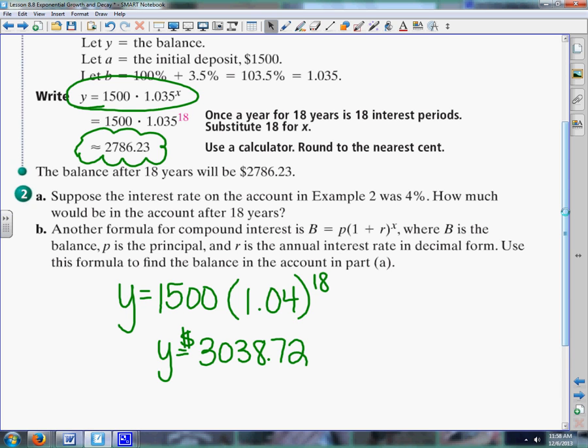So it says another formula for compound interest is B equals P(1 plus r). This is what we used last year. The balance equals the principal times 1 plus the rate, where B is the balance and P is the principal. So just make sure you know that.